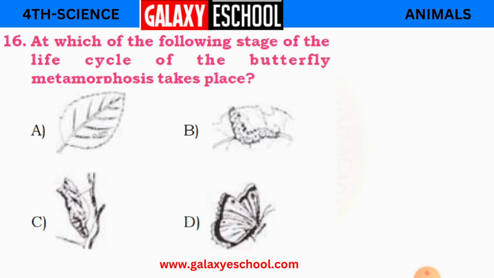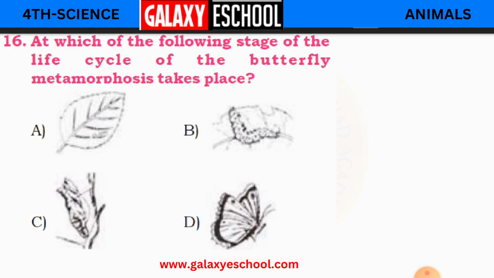At which of the following stages of the life cycle of the butterfly does metamorphosis take place? See, metamorphosis. What is metamorphosis, children? A physical change, in the sense that the animal is going to change physically. When a particular animal or insect is going to develop into an adult, it undergoes some physical changes. As we see here, first it lays eggs. So this is the eggs, A option. Then B, it becomes a larva, which is on the leaf. Again the third stage, that is C.